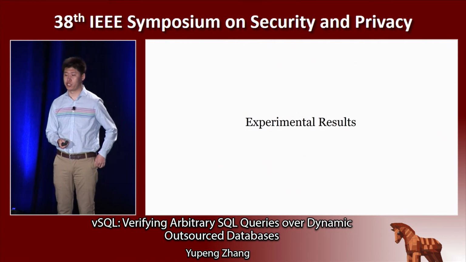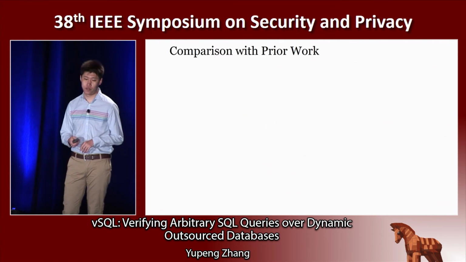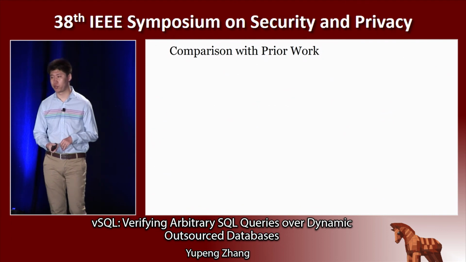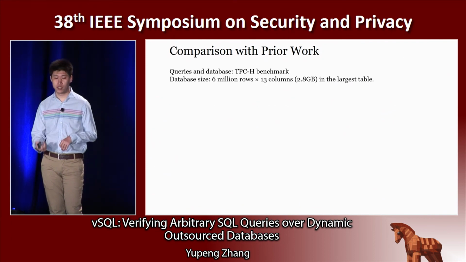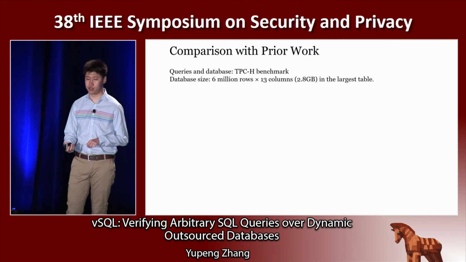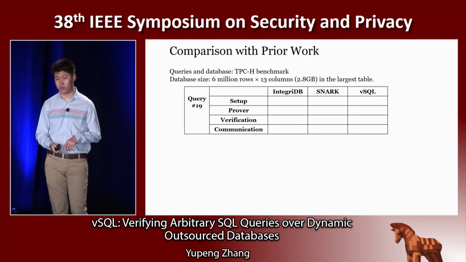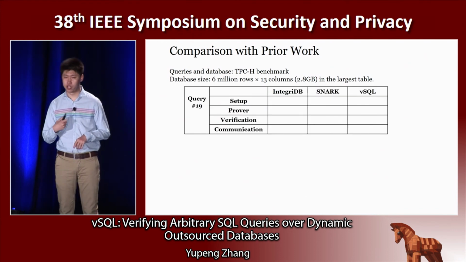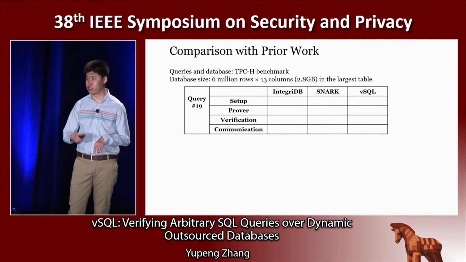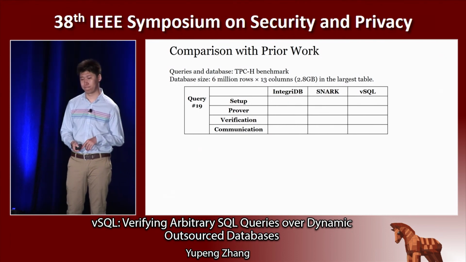Finally, I want to show you some experimental results. First, comparison with prior work. We run the systems on queries and databases from the TPC-H benchmark. In particular, the largest table in the database has 6 million rows and 13 columns in it. And here's the performance for query number 19, which is the one I showed you before on the slide.